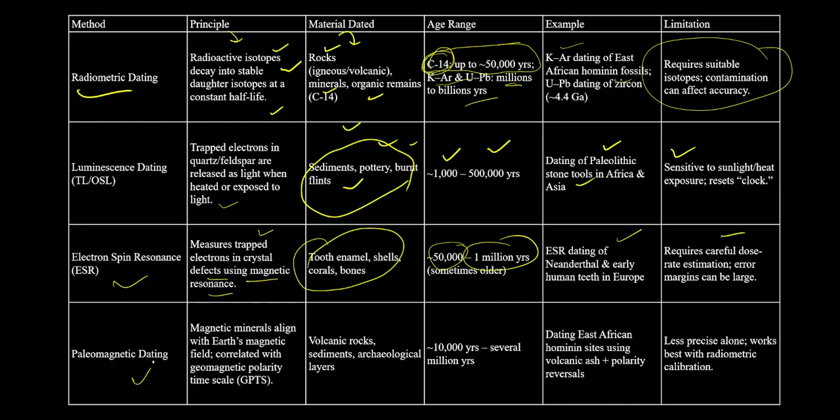Then paleomagnetic dating. The magnetic minerals align with Earth's magnetic field and are correlated with the geomagnetic polarity timescale. Okay, these are the materials which can be dated using this method. Time range from 10,000 years to several million years. Okay, for example, dating an East African hominin site using volcanic ash plus the polarity reversal method. It is less precise and works best with radiometric calibration.